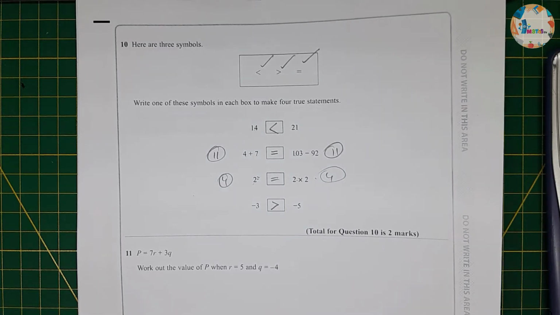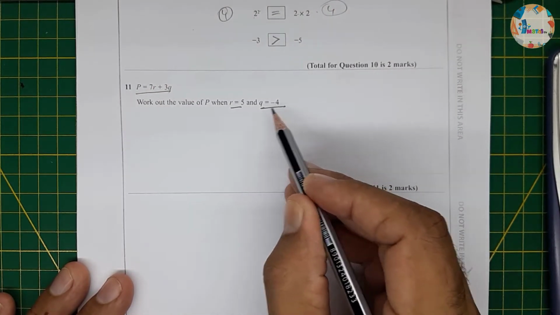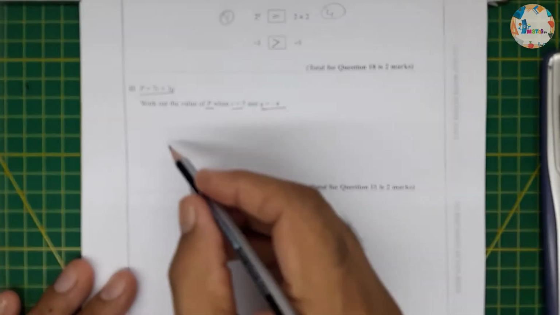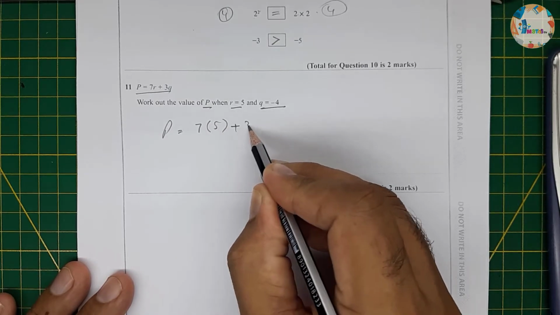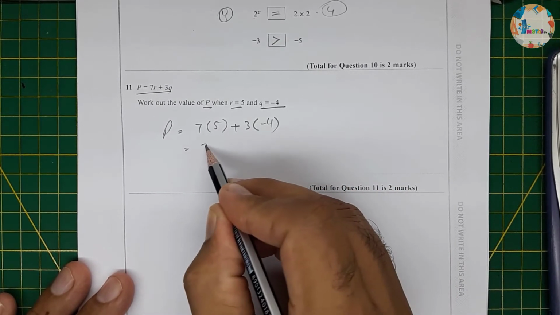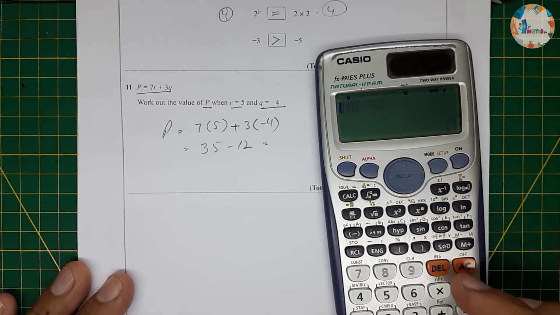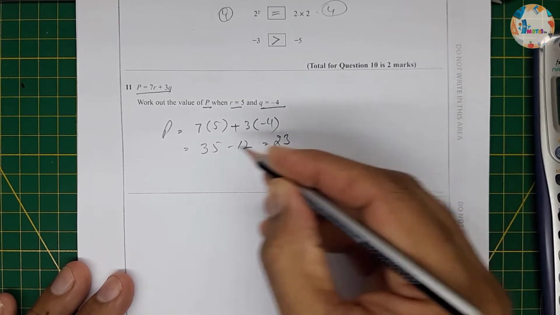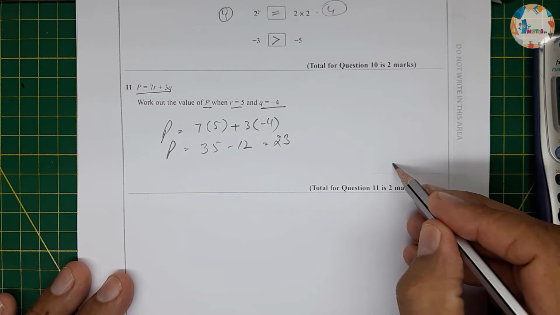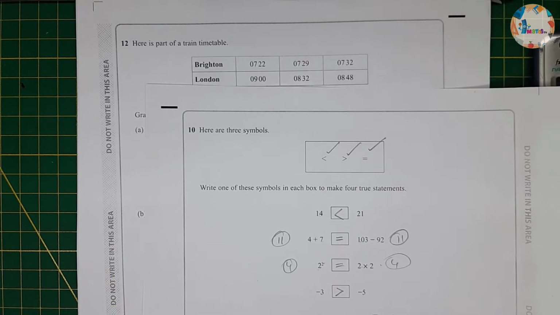Then next we can solve question number 11. The equation is provided, values are provided for R and Q, and we have to find the value of P. So we replace the values. P will be equal to 7 into 5 plus 3 into -4. So this will be 35 minus 12, which results in 23. So our answer, the P value, will be equal to 23, which is question number 11.